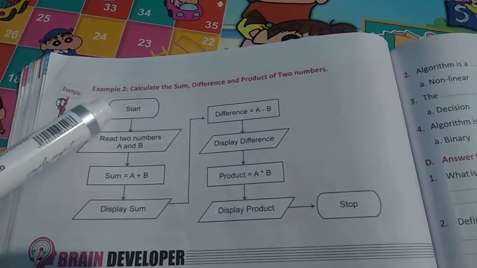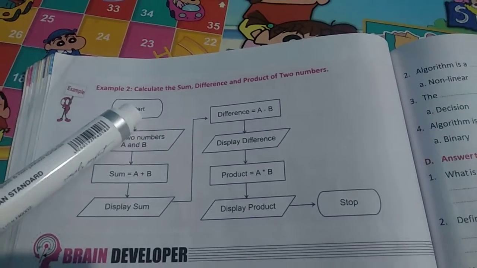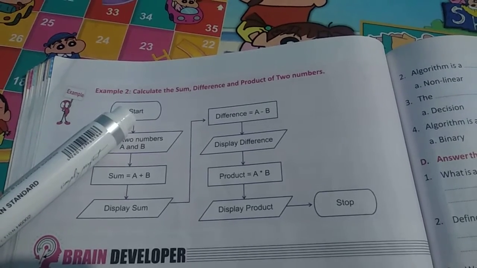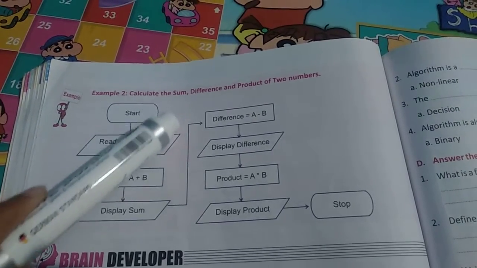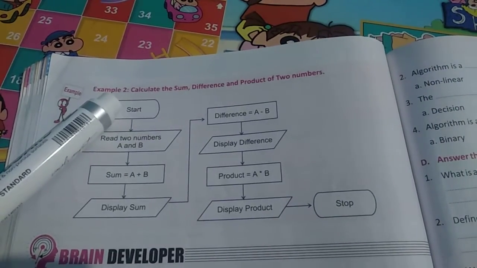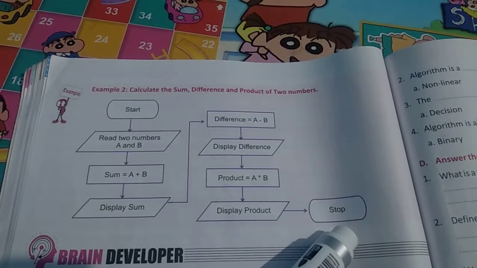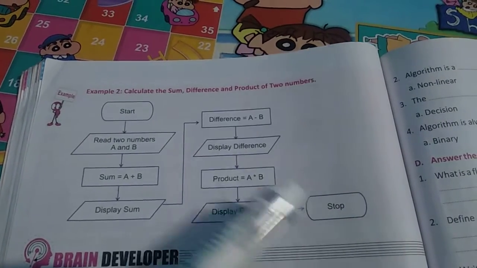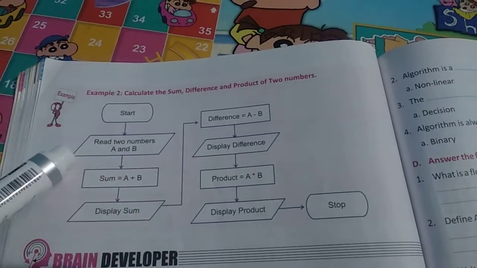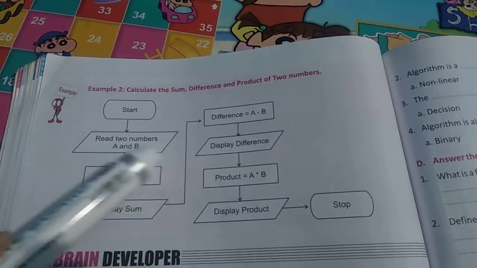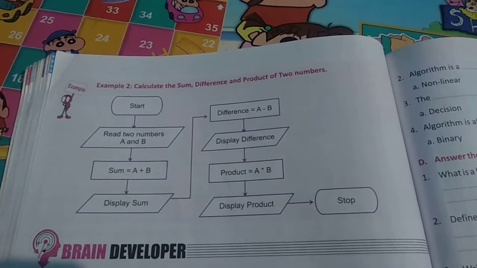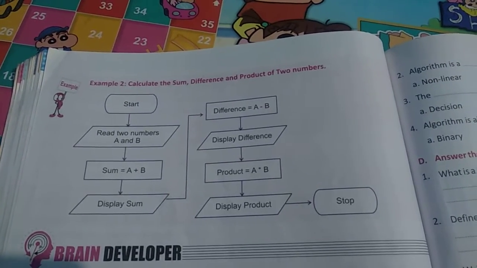So first we have used the start box. Whenever you write or start a flowchart, you have to add this box. This is the start and stop box. At the starting you will add start, and at the ending of the flowchart you will write stop. Okay, so start. Now this is the input box. Read two numbers A and B. So in the input box we will read two numbers, that is A and B.